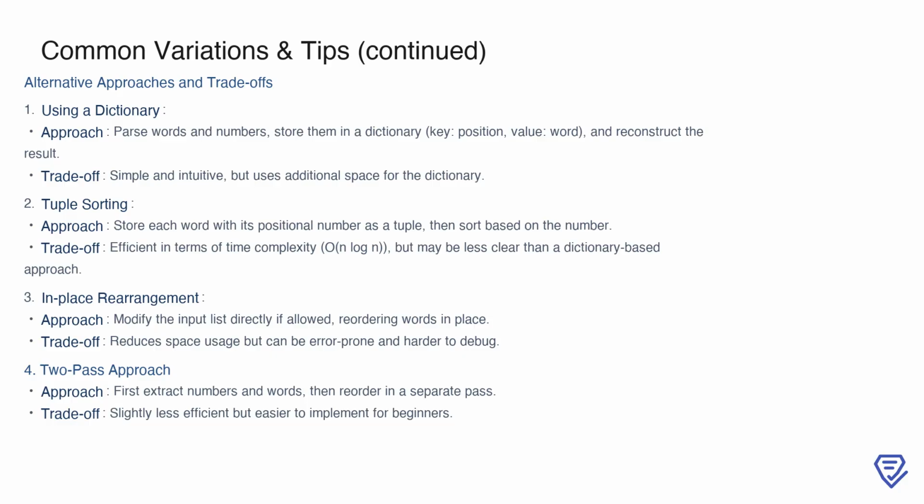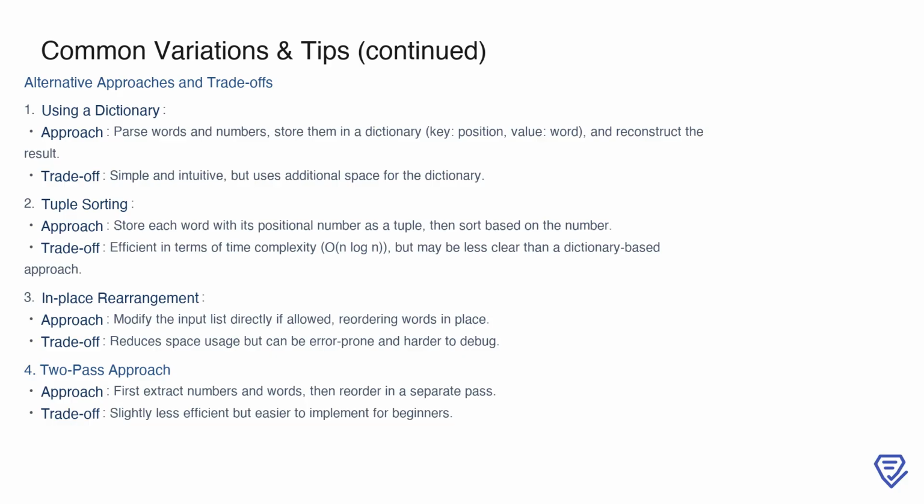Finally, let's explore some alternative approaches and their trade-offs. Using a dictionary is one option where you store the positional number as the key and the word as the value, then reconstruct the sentence. This is straightforward and intuitive but requires extra space for the dictionary. Another method is tuple sorting, where each word is paired with its positional number in a tuple, and then the list of tuples is sorted. While this is efficient with a time complexity of O(n log n), it might be less clear or intuitive to some developers compared to a dictionary-based approach.